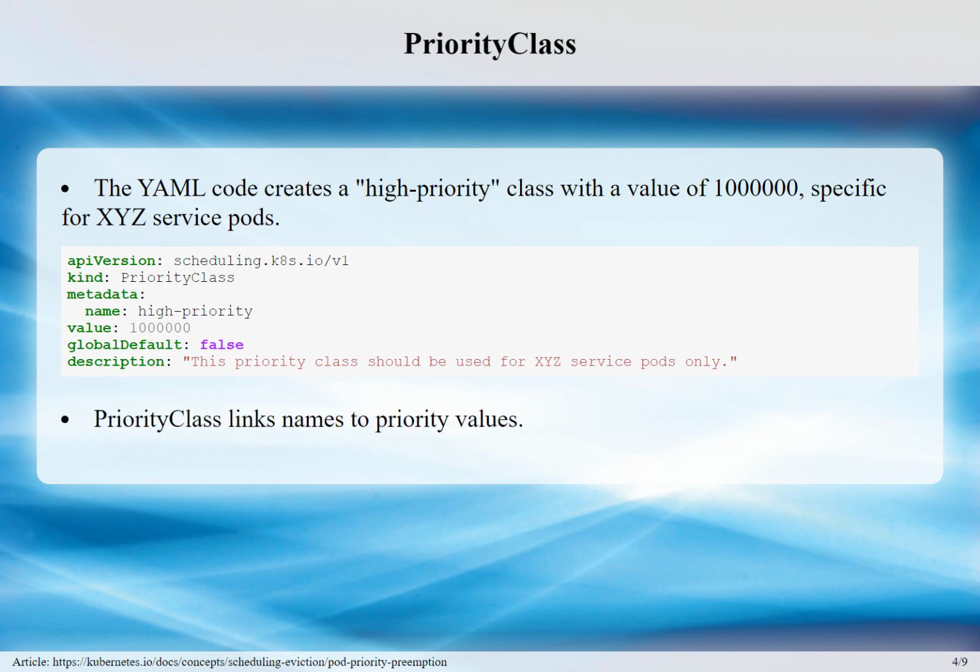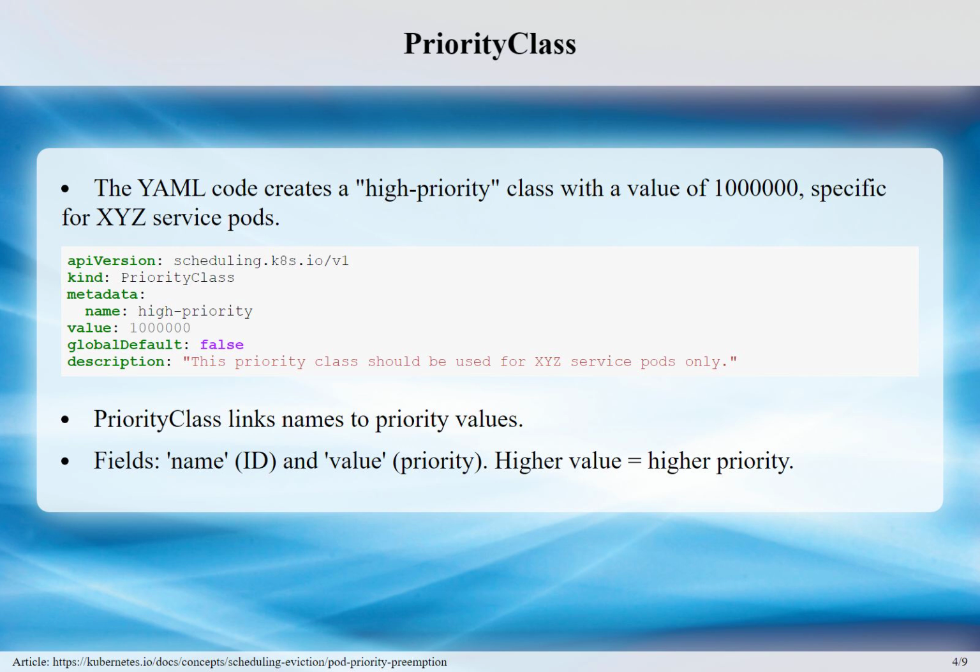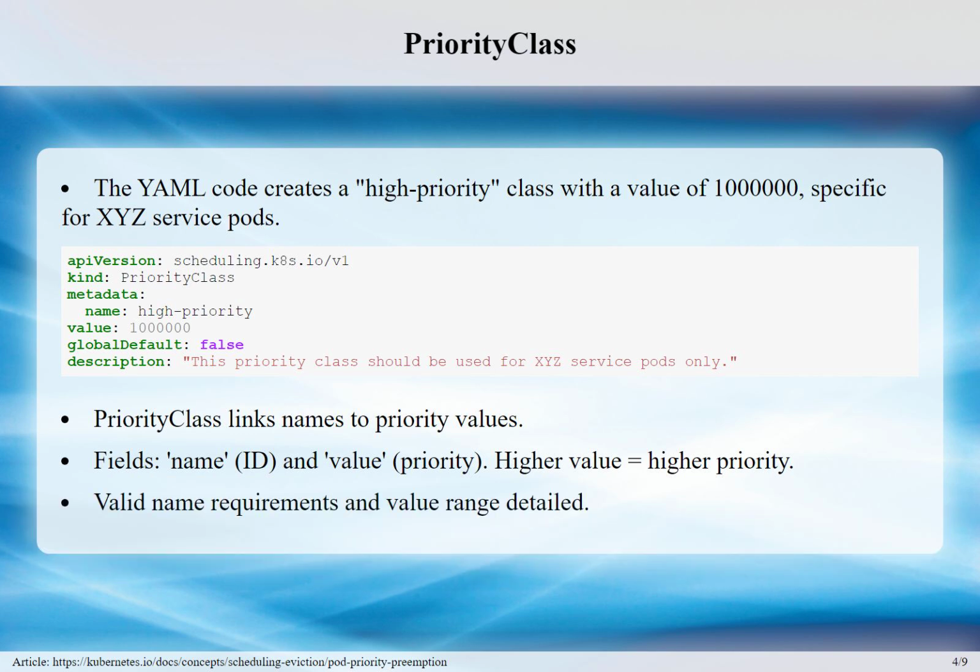A priority class is a non-namespaced object linking a priority class name to a numerical priority value. It includes fields like name for identification and value for the priority, with higher values meaning higher priority. Names must be valid DNS subdomain names and can't start with system. The value range is between -2,147,483,648 and 1 billion.